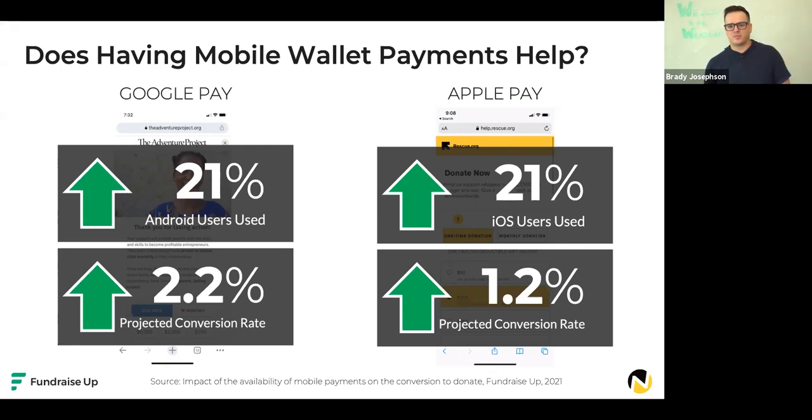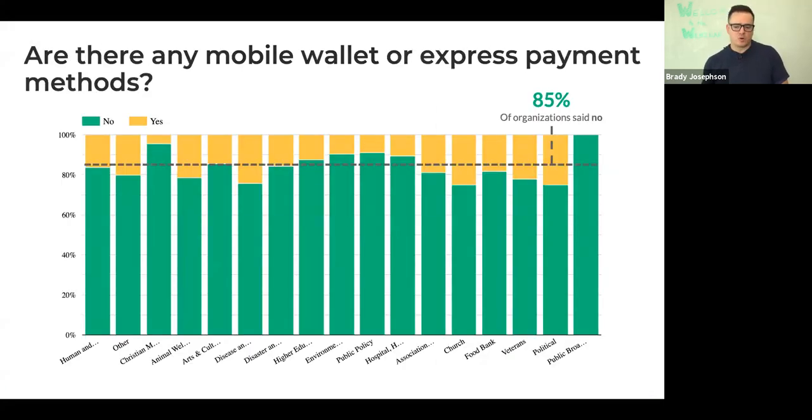We've also seen some in the for-profit e-commerce space. We're talking about 3x conversion rates on mobile devices by enabling mobile payments like Google Pay and Apple Pay and things like that. So again, 15% of organizations had it in our study, 85% didn't. And Christian ministries, not often known for leading the charge of technology, in our study ranked highest in terms of opting in.